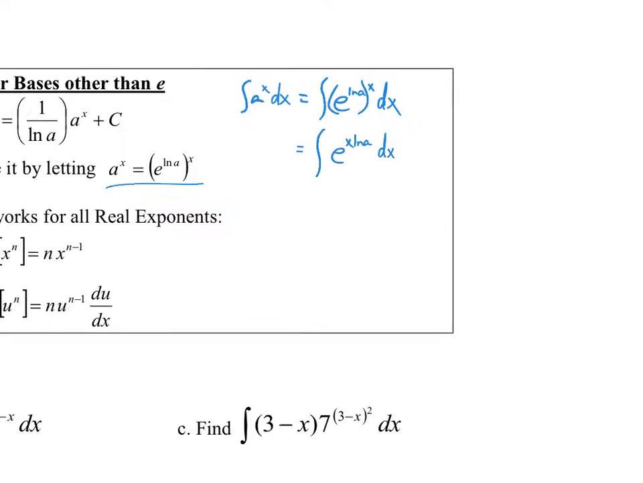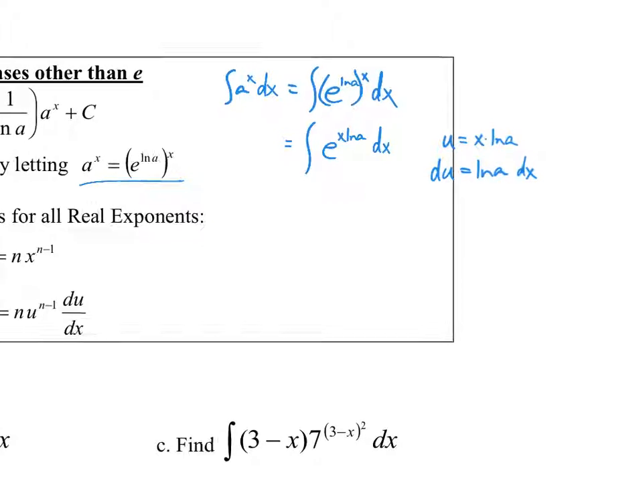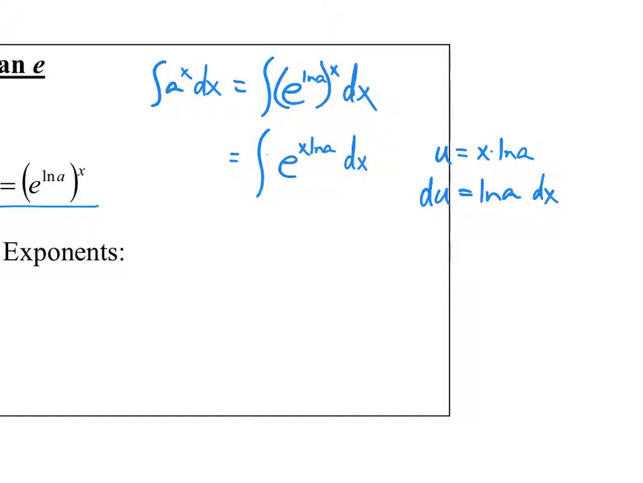So how do I do that? I have to do u substitution. U would be the x times ln of a. What's du? Not product rule, because ln of a is a constant, right? So it's just ln of a dx. So notice what I need. I need an ln of a inside, so I need a 1 over ln of a on the outside.